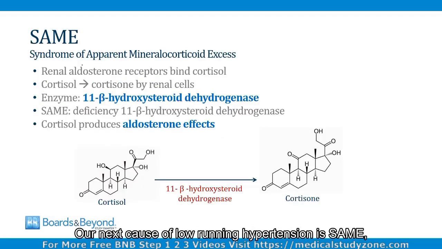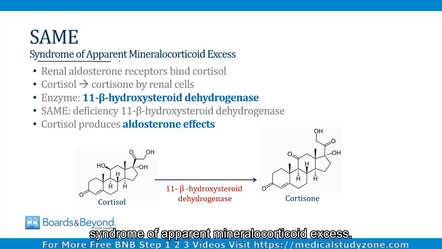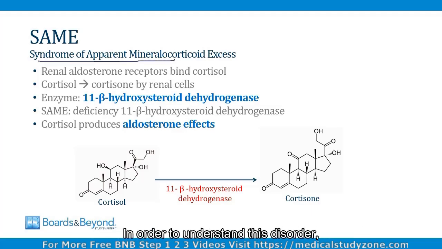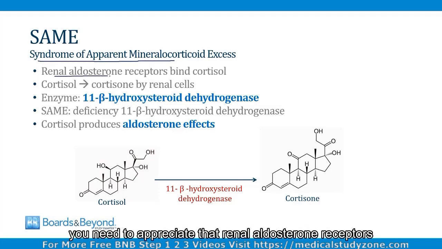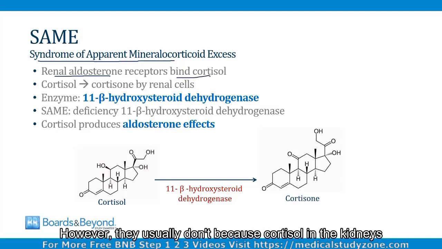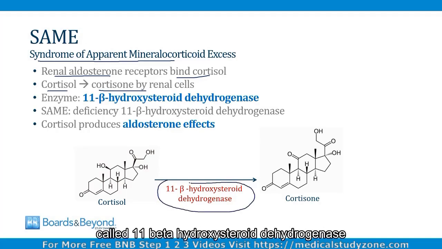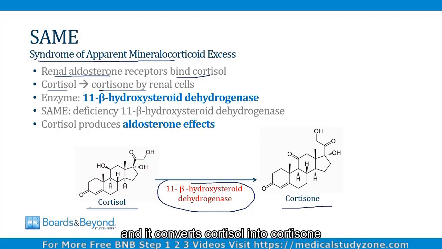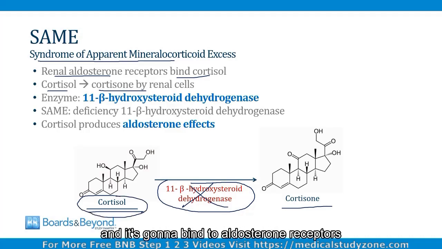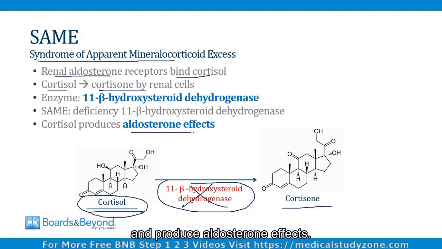Our next cause of low renin hypertension is SAME, which stands for Syndrome of Apparent Mineralocorticoid Excess. In order to understand this disorder, you need to appreciate that renal aldosterone receptors can bind cortisol. However, they usually don't because cortisol in the kidneys is converted to cortisone by renal cells. If you look at the bottom of the screen, in the kidneys there is an enzyme called 11-beta-hydroxysteroid dehydrogenase, and it converts cortisol into cortisone so that there's usually not much cortisol around to bind to aldosterone receptors. So in patients with SAME, they are deficient in this enzyme, and therefore there's lots of cortisol hanging around in the kidneys, and it's going to bind to aldosterone receptors and produce aldosterone effects.